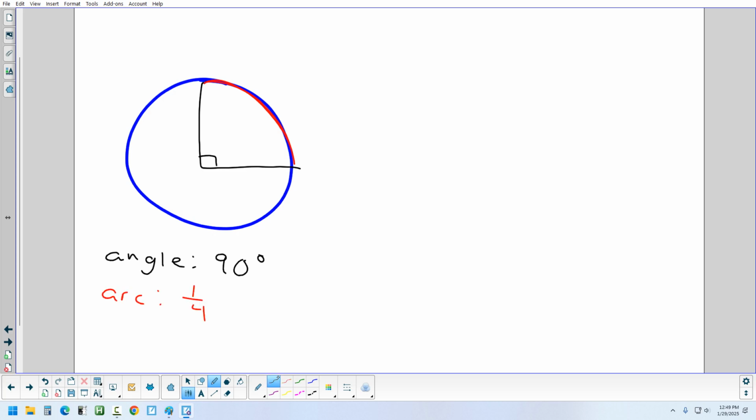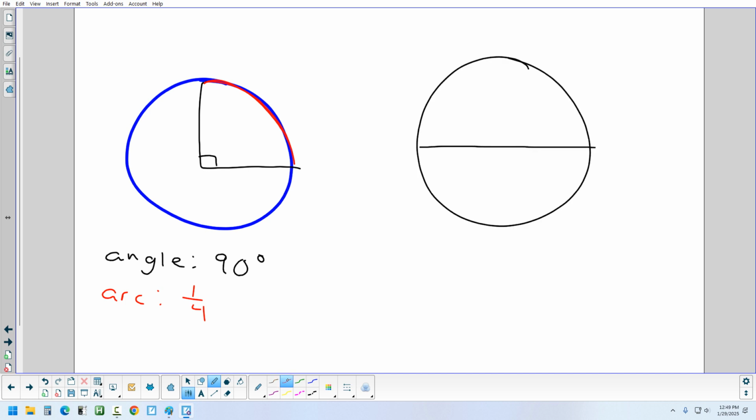Right? Now, let's look at another picture. Another circle. Let's draw that angle, and let's look at that arc. How big of an angle is that? 180 degrees.